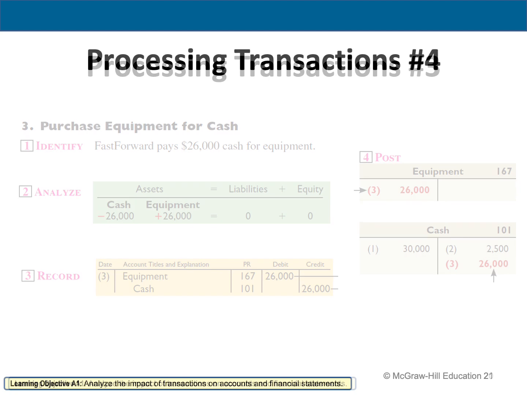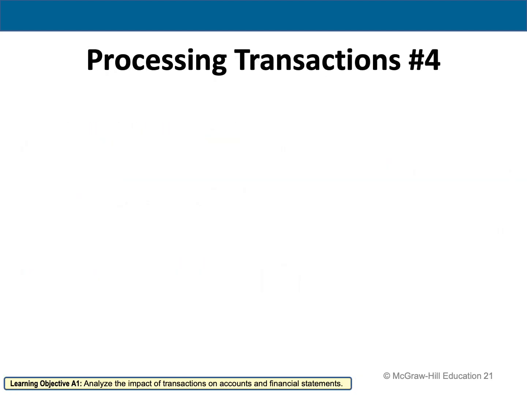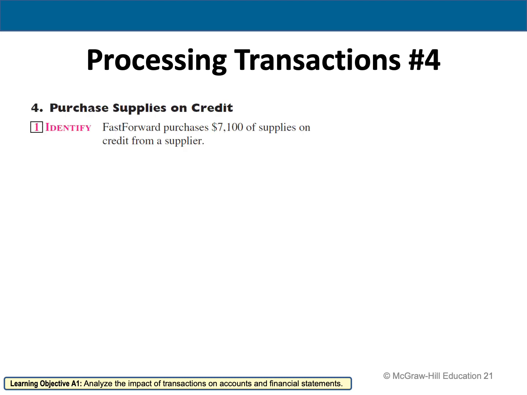Let's move to transaction number 4. Fast forward, they purchase 7,100 of supplies on credit from a supplier. So now what happened here? The company purchases supplies. Of course, if I purchase supplies, it means that my supplies is increasing. But did I pay cash? No. I purchased it on credit.